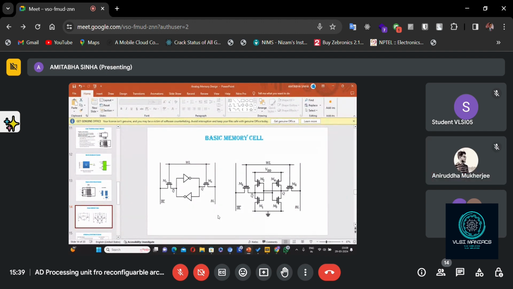So these are the basic cell concepts: two transistors connected back to back. That forms a basic storing element.